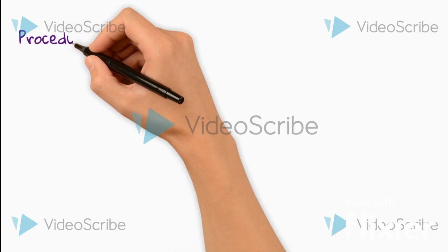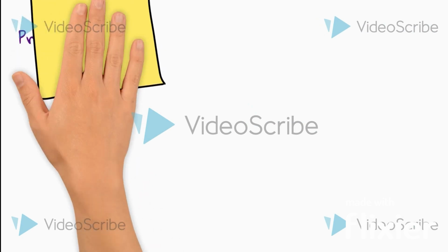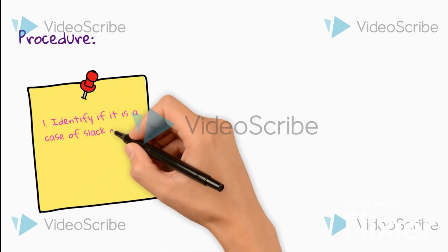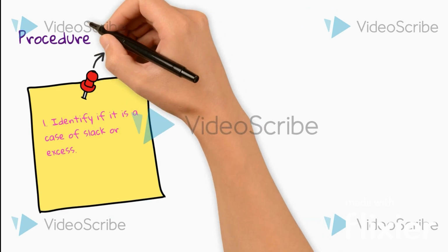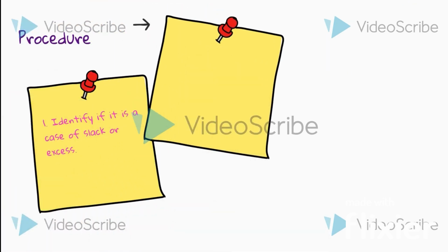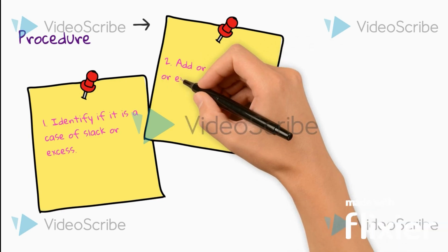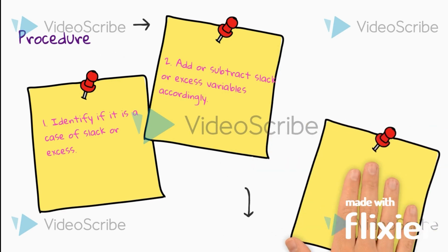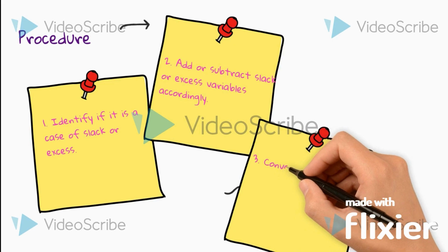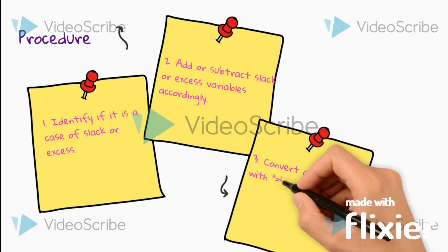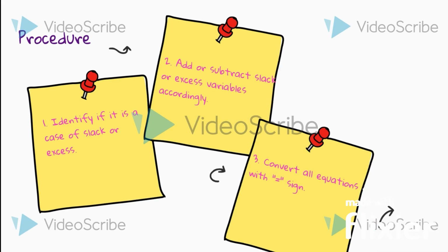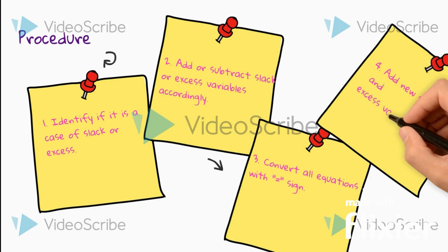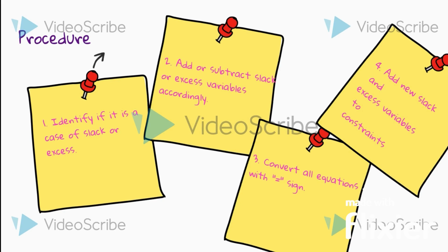Now, as we said, the second thing we'll be looking at in this video is the procedure to convert a certain problem with a set of constraints into standard form. So first we need to identify if it is a case of slack or excess. We will see what they are shortly. Next, we'll have to add or subtract the slack or excess variables respectively. So basically, if it's a case of slack or excess, we'll have to add or subtract. Third, we'll have to convert all equations so that there is an equal to sign. Nothing should have greater than or equal to or less than or equal to. Everything should have only an equal to sign. Finally, we need to add the new slack and excess variables after conversion, that is, to the constraints.